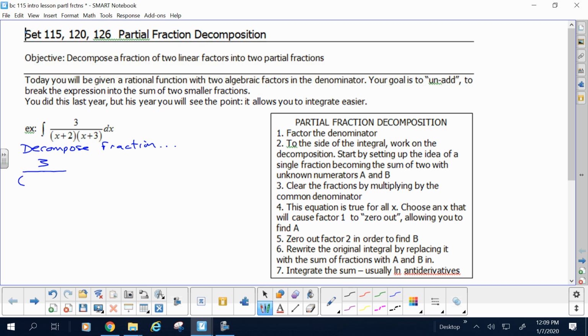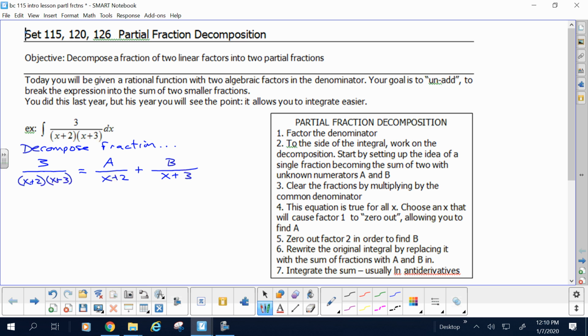3 over x plus 2 times x plus 3 must have been the sum of 2 smaller fractions. What were the denominators of those fractions? What do you reckon they were? If they came together to be x plus 2 and x plus 3, then before they must have been x plus 2 and x plus 3. Now the real question is, what were the numerators? And we don't know. Those would have to be pretty perfectly chosen in order to, after adding like terms, get a 3 in the numerator, right?